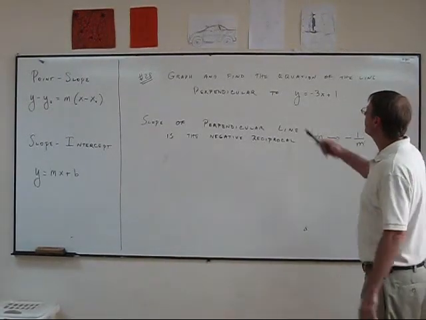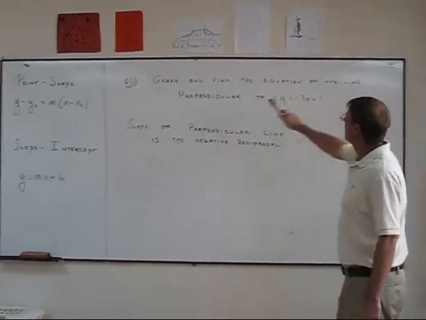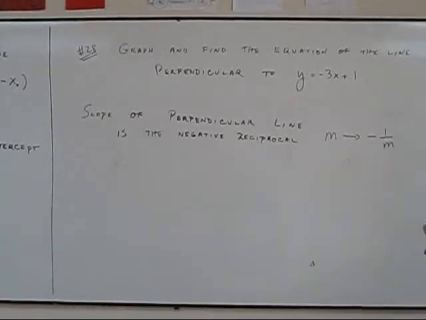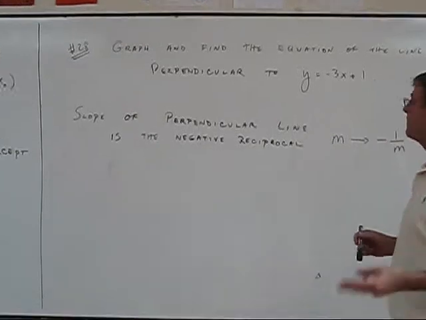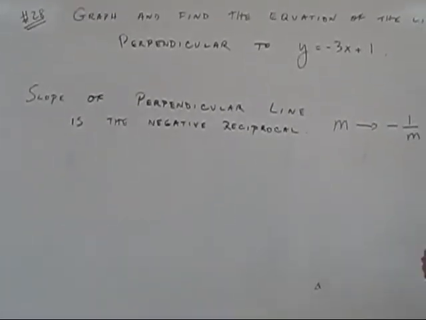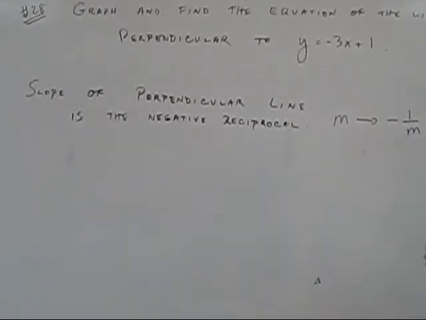Okay, we're going to graph and find the equation of the line perpendicular to this line. So we need two things. We need the equation and we need the graph. Let's first get the equation and we'll use that to graph it.